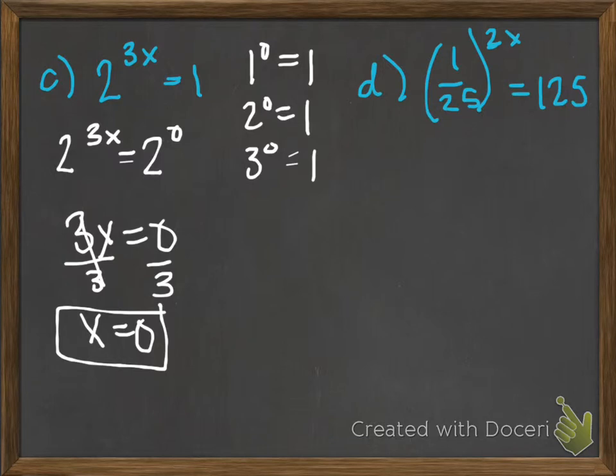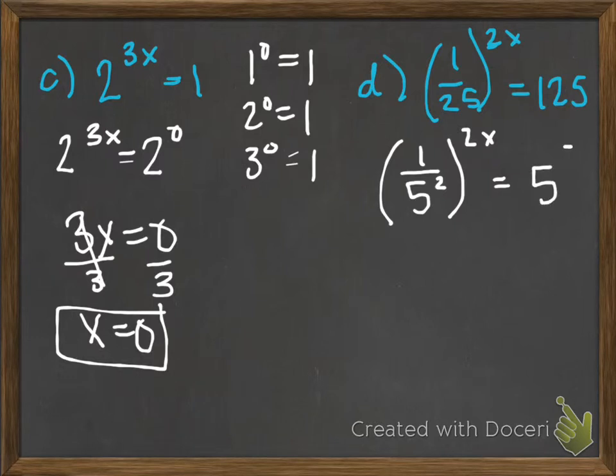Letter D, E, and F are getting into problems where we have to rewrite both sides. Notice A, B, and C, we only wrote one side. Now we're rewriting both. So this is 1 over 5 squared raised to the 2x. 125 is the same thing as saying 5 cubed. Now I need to bring this 5 squared up from the bottom, so I can rewrite this as 5 to the negative second power raised to the 2x equals 5 cubed.